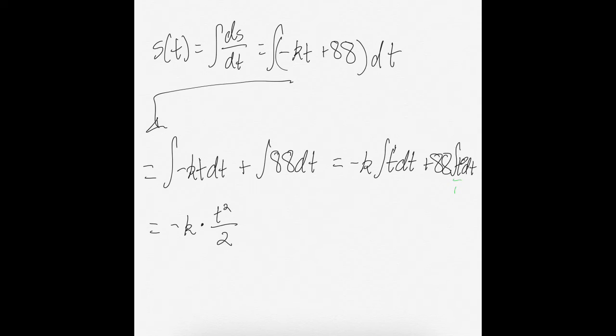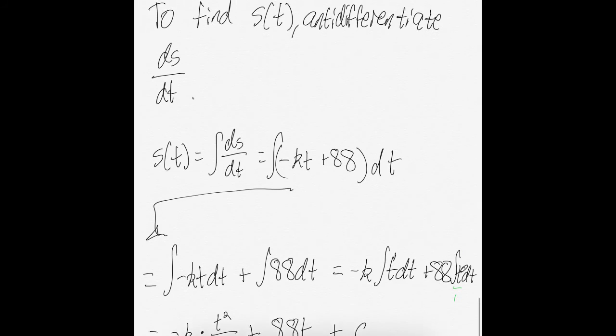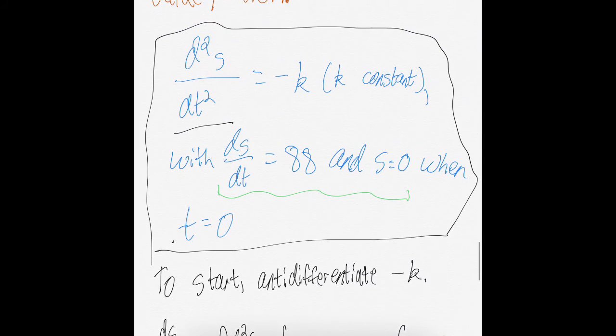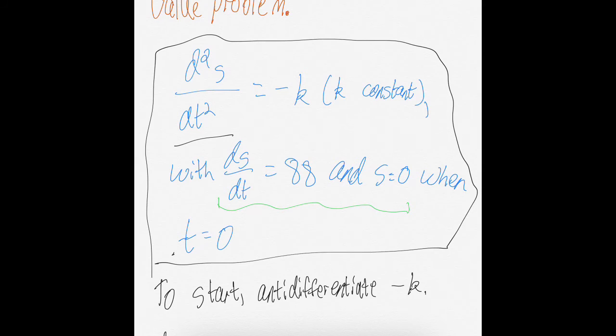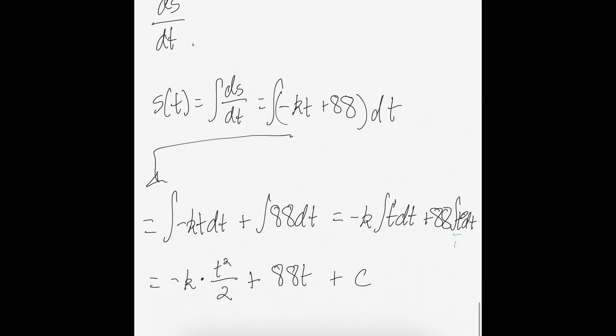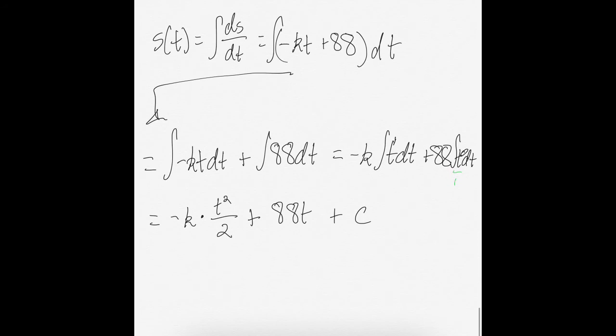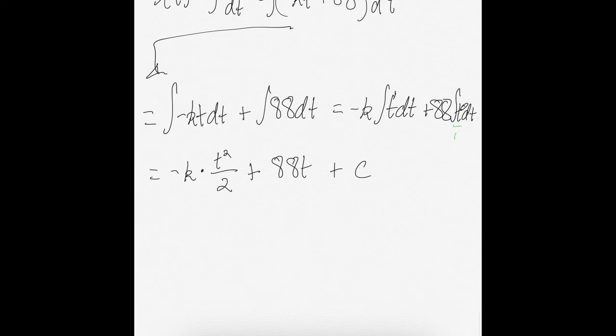And so, negative k times the integral of t dt. Well, the integral of t dt is t squared over 2. This is just power rule. Remember, this is t to the first power. So this is negative k times t to the second power over 2. Raise the exponent by 1 to get t squared, then divide by that new exponent, so I'm dividing by 2. And as we discussed above, we get an 88t here. 88 times the integral of 1 dt just gives me 88 times my variable. And we need a plus c at the end.